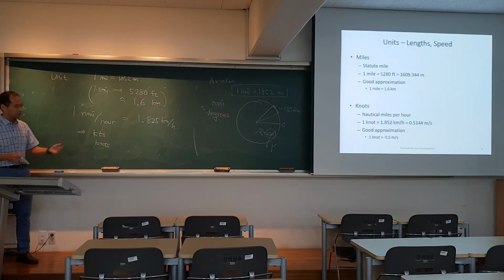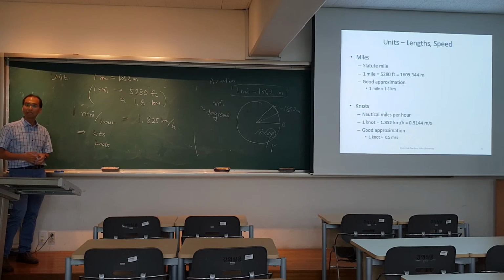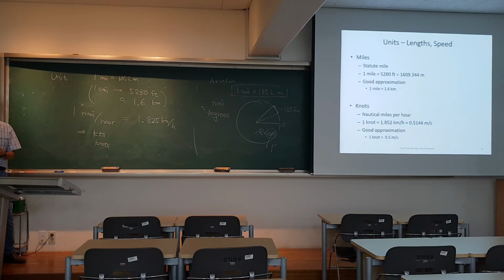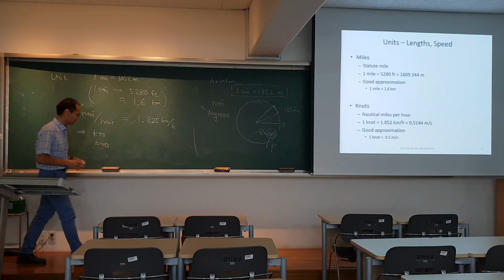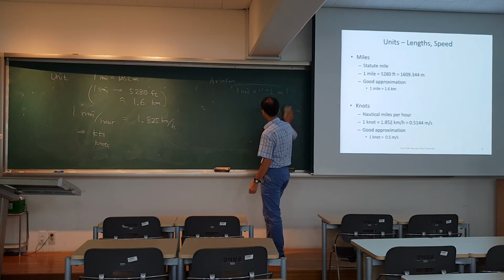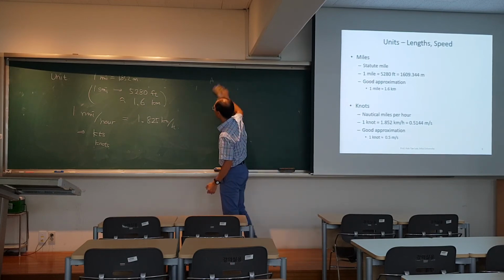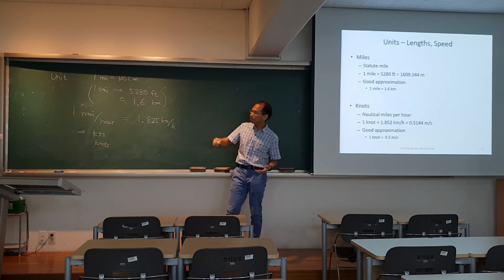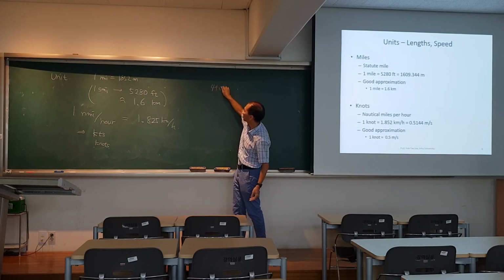Again, they started using this speed for ships. And then after, the aviation industry adopted this unit. So for the airplane, the standard unit for speed is knots. It's not your meters per second. So for a Boeing 777, the typical cruise speed is somewhere around 450 to 500 knots.